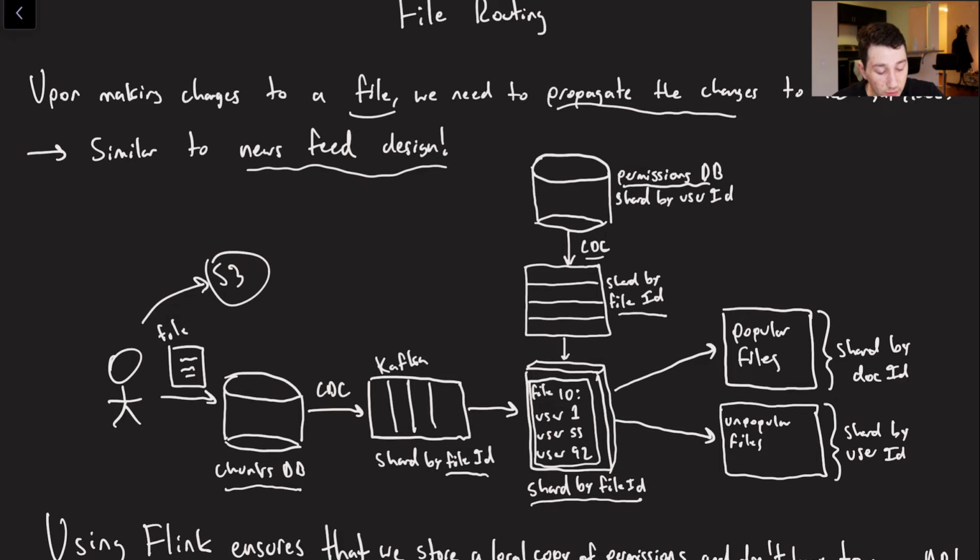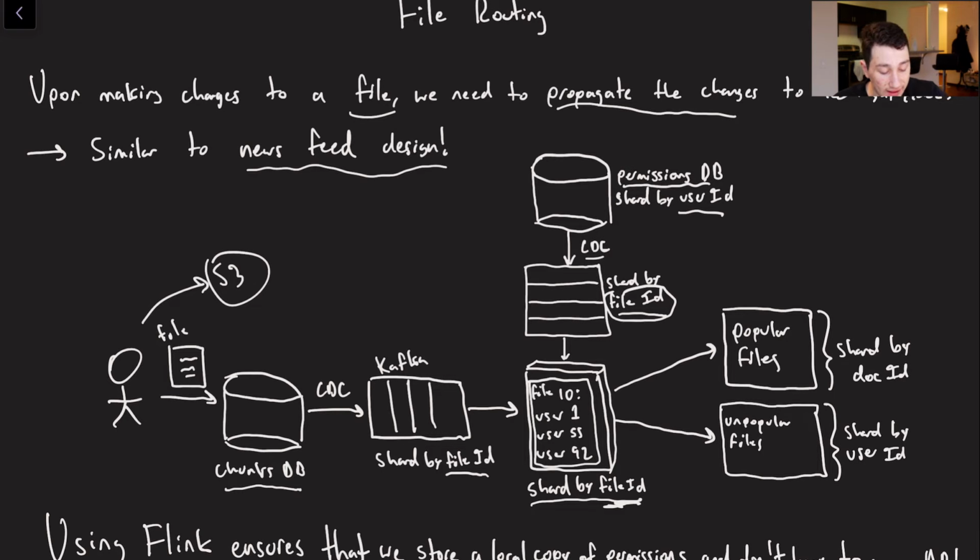Now the interesting thing that you might remember is that we did say our permissions database would be sharded by user ID, whereas in this case, we want everything sharded by file ID. So our Kafka queue that is carrying the change data capture needs to also be sharded by file ID, so that when the permissions database gets changed, it'll flow those changes properly through. And then, of course, we can organize things such that we have good data locality.